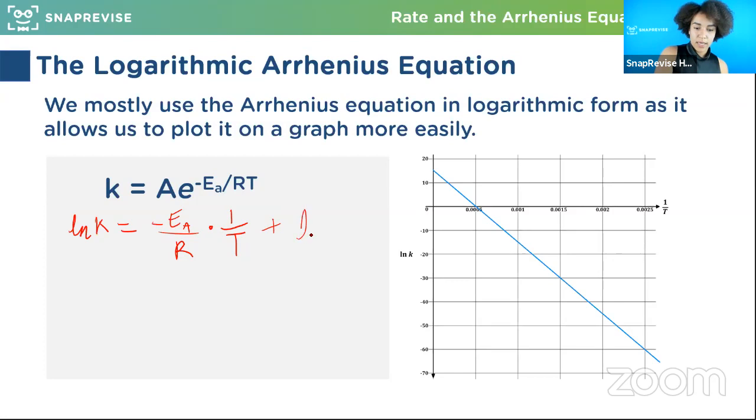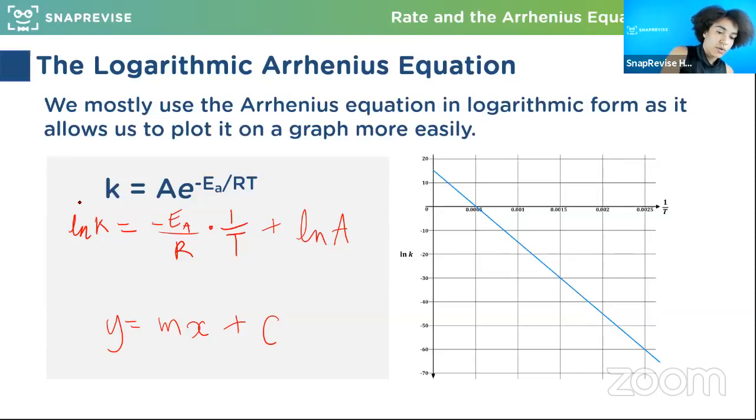So the last bit is just the A, and the A is not within the exponent, so we just keep it as ln A like we did ln K. So what we have here is essentially y equals mx plus c, as Ali said, because Ali is a smart bean. I put it in this form because we want to be able to work out A and EA over R by doing things on the graph.